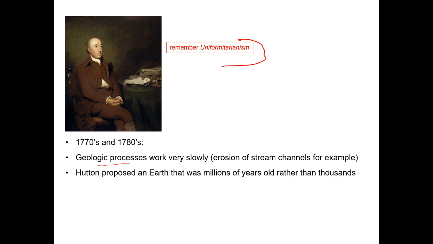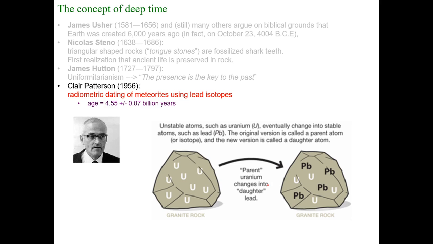Okay, so geologic processes are very slow. They take millions of years, so Earth must be millions of years old rather than thousands of years old. You can see that as we go from Ussher to Steno to Hutton, people are starting to think that Earth is older and older. There was another gentleman I don't talk about specifically, Lord Kelvin, who, based on thermodynamics and rates of cooling, concluded that Earth must have been about 20 million years old. So again, we're going up to tens of millions.